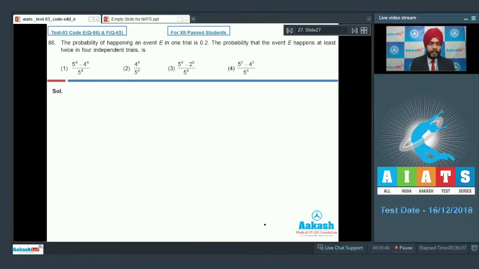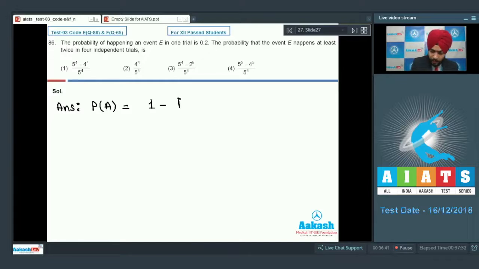Question number 86 says that the probability of happening of an event E in one trial is 0.2. Find the probability that the event E happens at least twice in 4 independent trials. So we can straightforward write the answer of this question. Let the event be A. The A event is that E event happens at least twice in 4 independent trials.